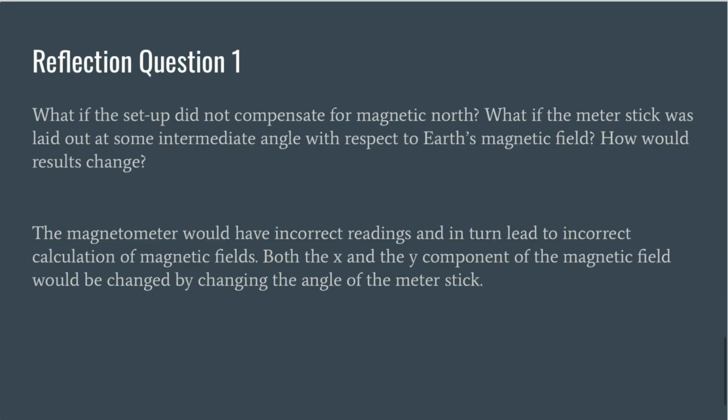Finally, looking at the reflection questions for this lab, the first one asks, what if the setup did not compensate for magnetic north and the meter stick was laid out at an angle with respect to Earth's magnetic field, and how that would change the results? I said this would just give the magnetometer incorrect readings that would change the calculation of the magnetic fields, because changing the angle will alter both the x and the y component of the magnetic field. The z component wouldn't change because it's all still laid out flat on the table.